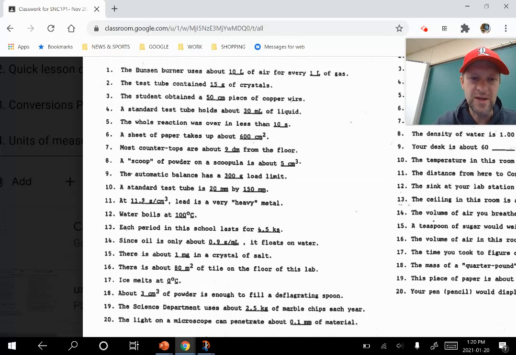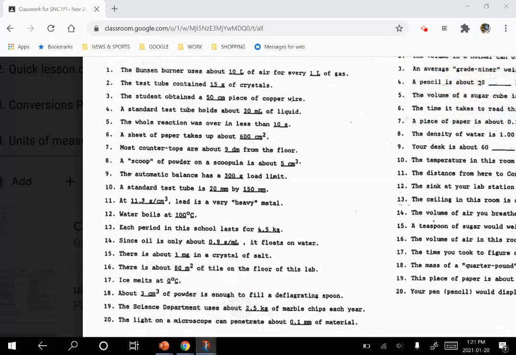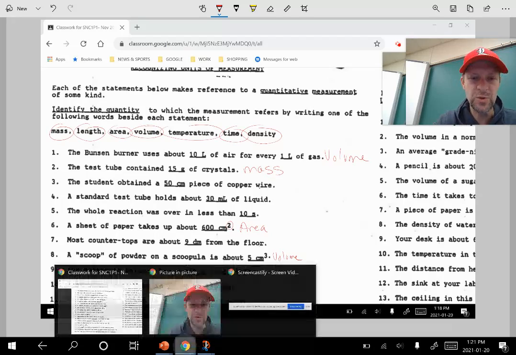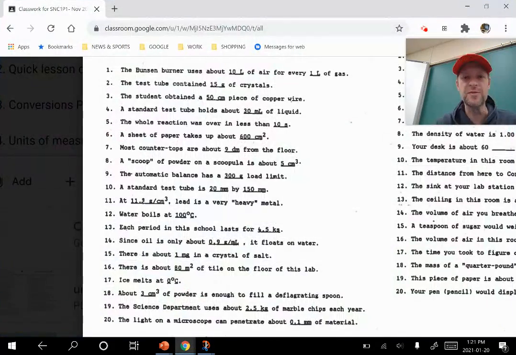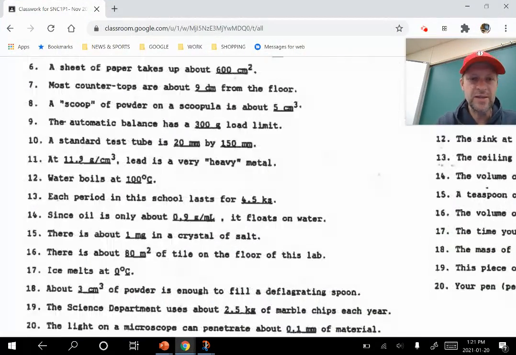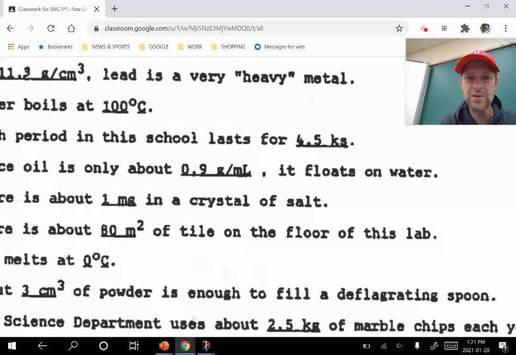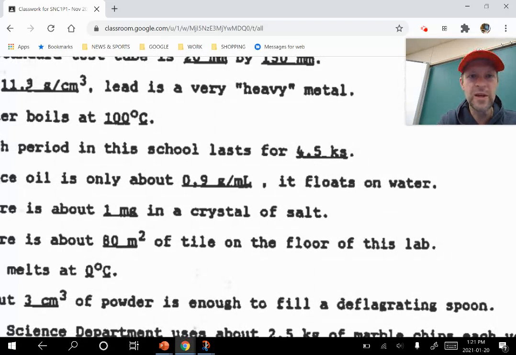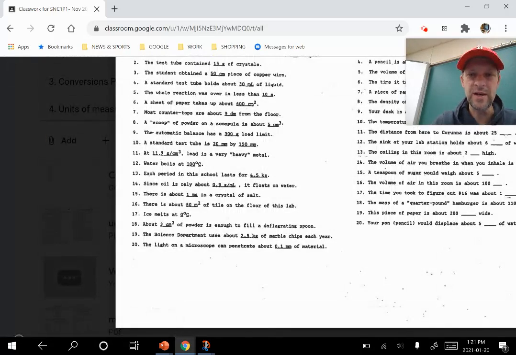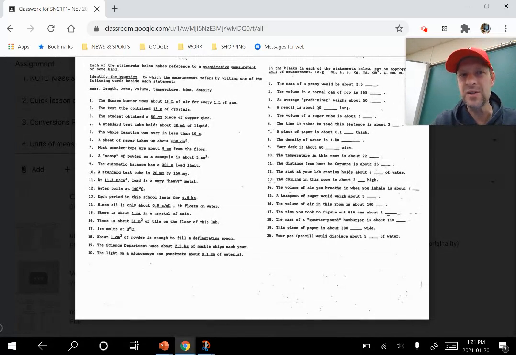Number 14 down there. I guess I didn't have 14 on my screenshot. So we'll go to it. So 14 is an example of density. And the reason is that it's grams per milliliter. So let me just zoom in on that even a little more closely. Grams per milliliter. So if you have a mass per a volume, that represents a density. And we'll learn more about that later on. But for now, that's how you can identify it.